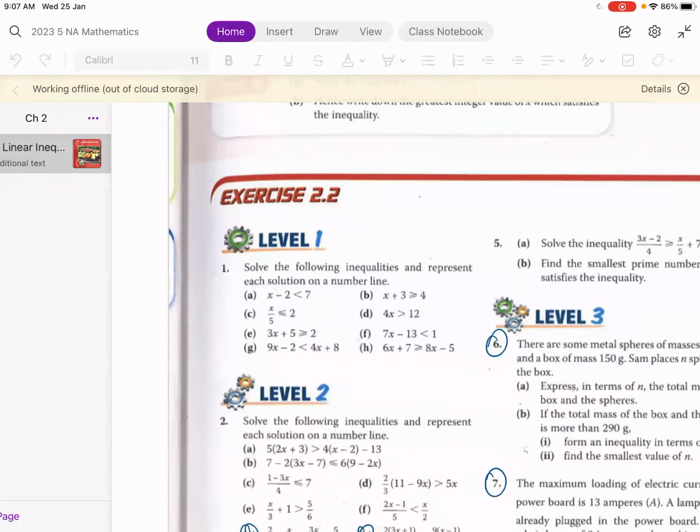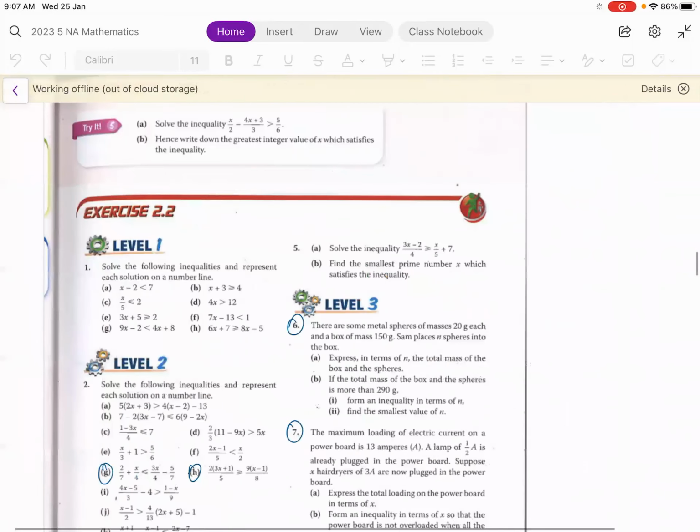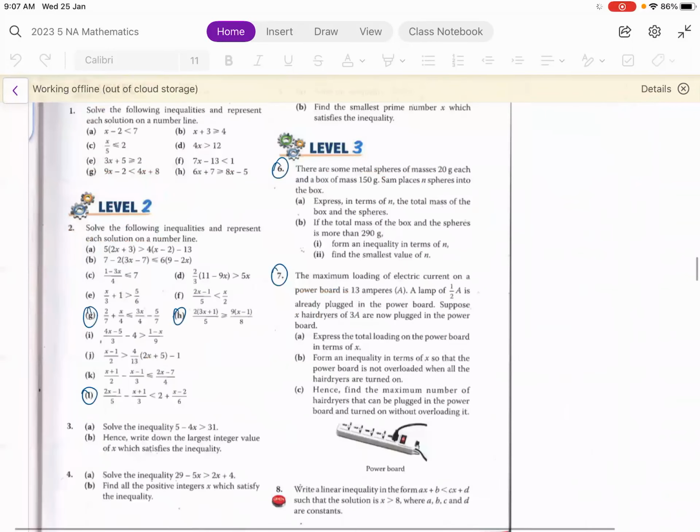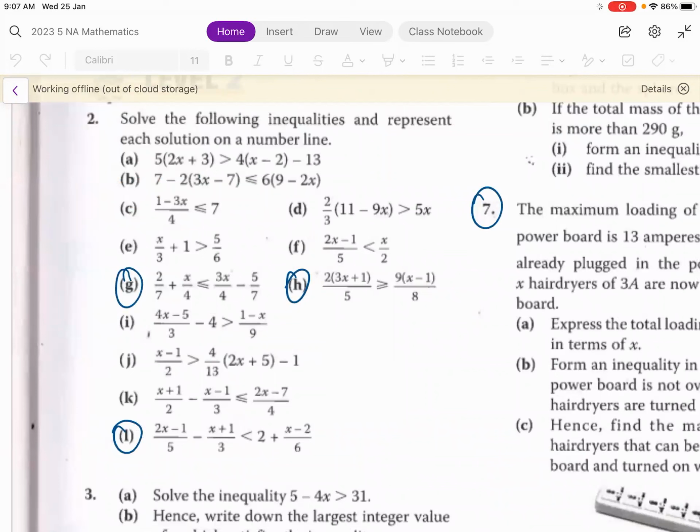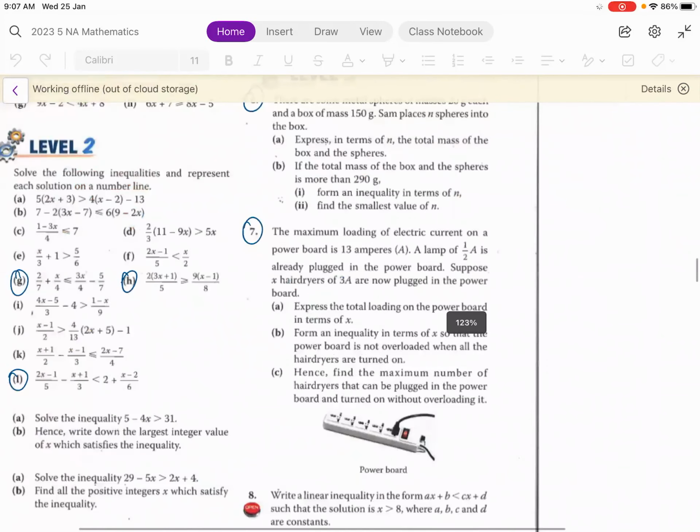Okay, so let's begin. We are looking at the homework exercise 2.2. Question 2G first. We have to solve the following inequalities and represent the solution on the number line. So there are two parts to it. First, you need to solve, and then you need to put it on the number line. Let me just copy this question out to the side.